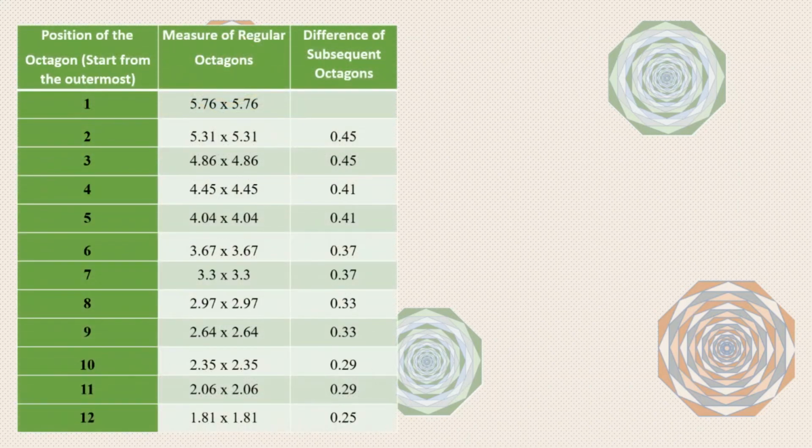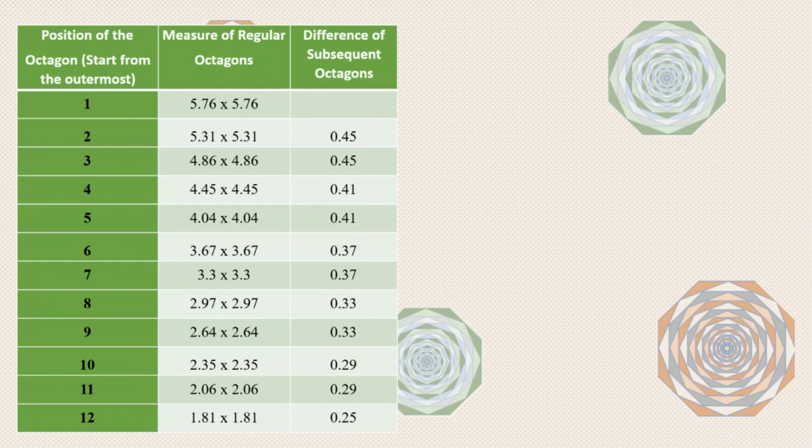We have here the position of the octagon starting from the outermost, the measure of regular octagons, and the difference of subsequent octagons. We have the first and the second, which is 0.45, the second and the third is 0.45, the third and the fourth is 0.41, the fourth and the fifth is 0.41, the fifth and the sixth is 0.37, the sixth and the seventh is 0.37, the 7th and the 8th is 0.33, the 8th and the 9th is 0.33, the 9th and the 10th is 0.29.